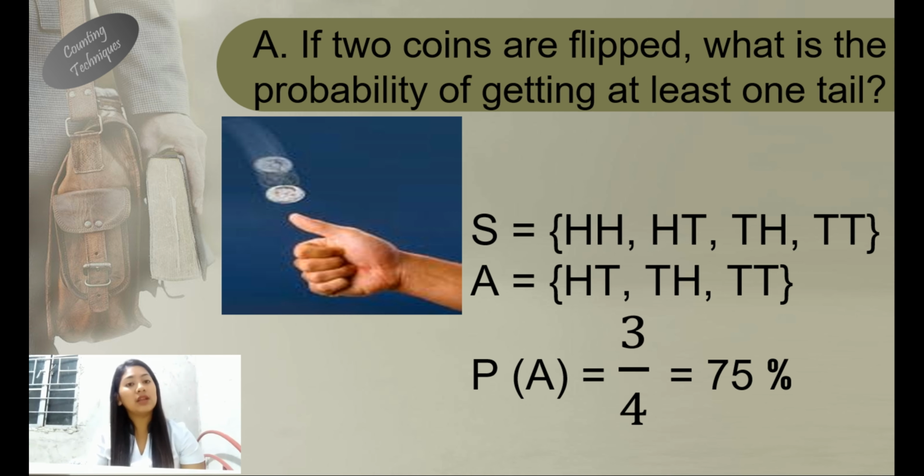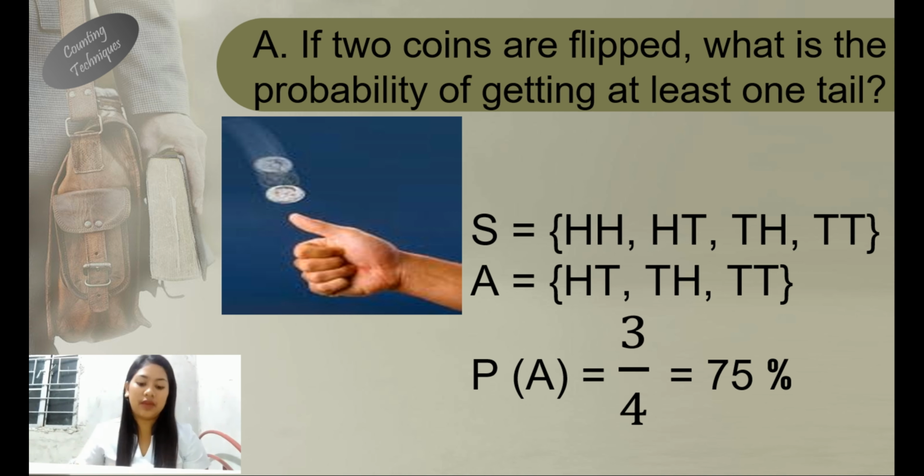Now, let us calculate the probability in order for the event to occur. We have 3 favorable outcomes and the total outcomes are 4. Therefore, we can say that the probability of getting at least 1 tail is 3/4. 3 divided by 4 is equal to 0.75, which means that there is a 75% chance of getting at least 1 tail.